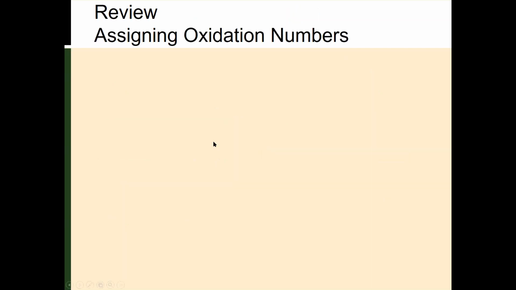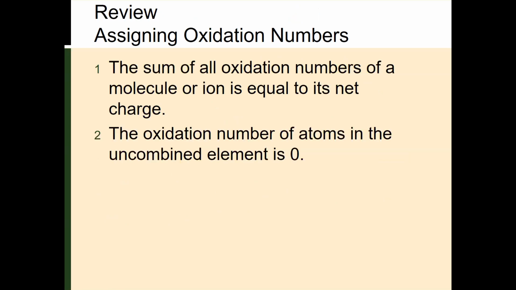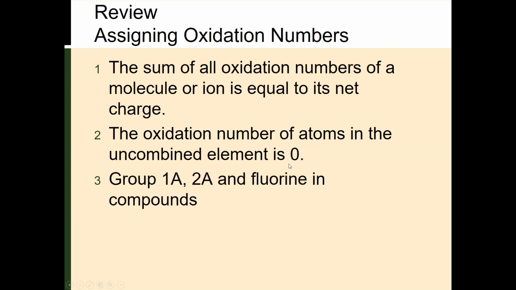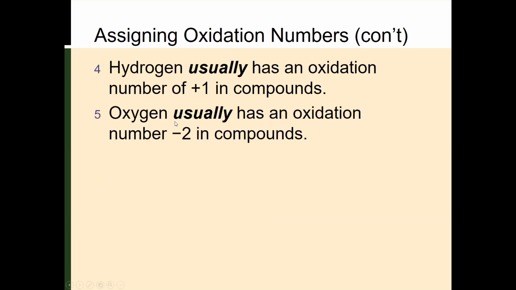Okay, just a quick review of assigning oxidation numbers. If we have a molecule, the oxidation number is going to be 0 because its charge is 0. If we have an ion, it is going to be equal to the charge of the ion. The oxidation number of atoms in uncombined elements is 0. Group 1A, 2A are going to be +1 and +2, and fluorine is going to be a -1 in compounds. Hydrogen usually has an oxidation number of +1 in compounds. Yes, there are exceptions when it is a -1.